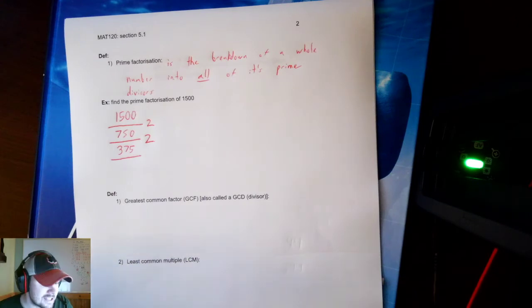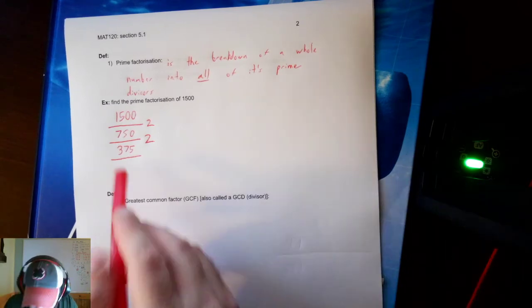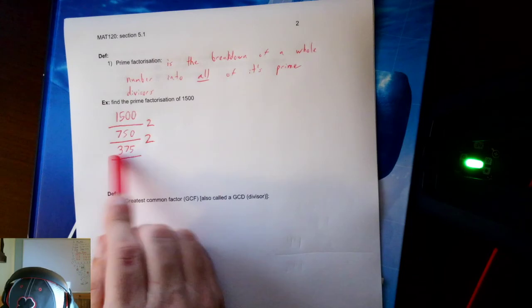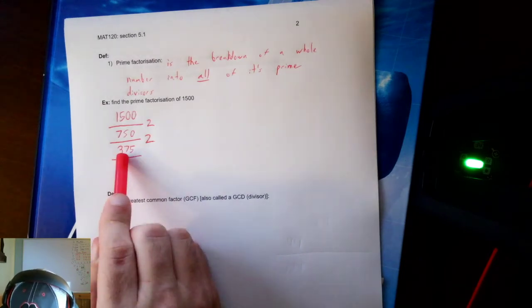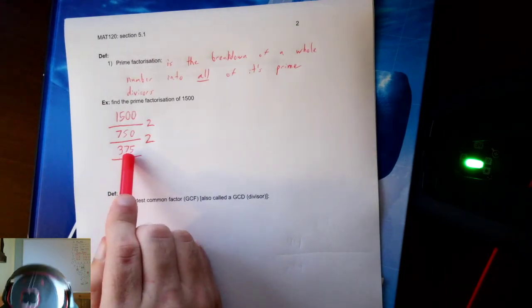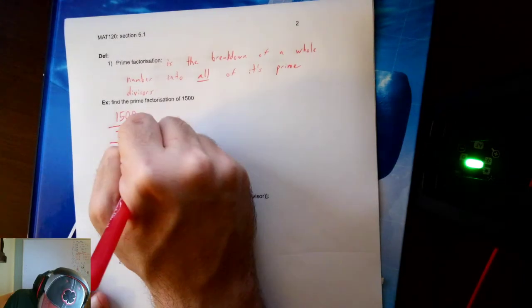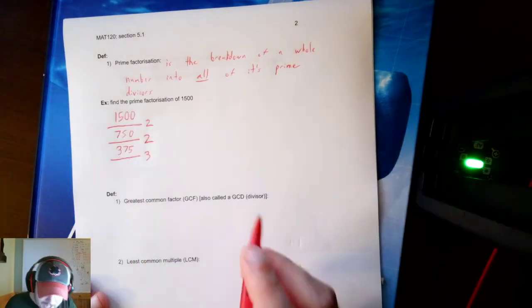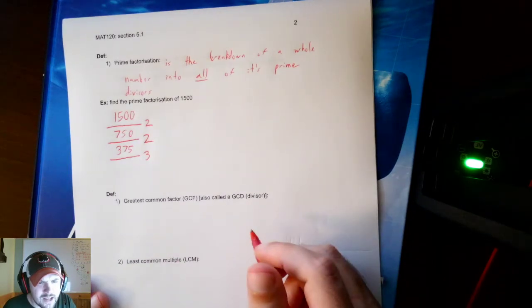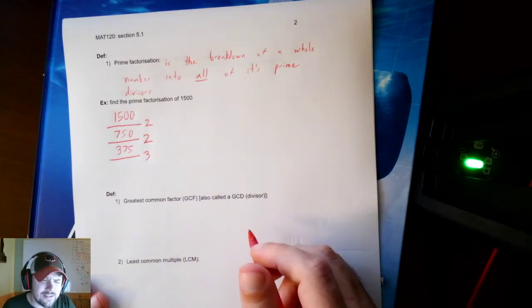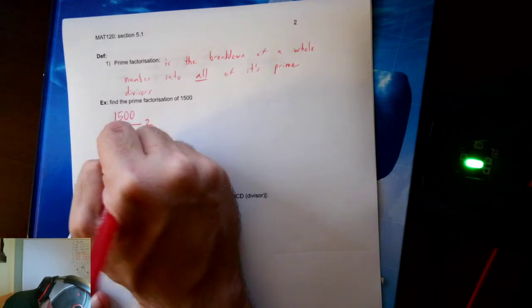What's the next prime number? 3. I'll check 3. Does 3 go into 375? Well, our divisibility says, do the digits add up to something divisible by 3? 3 plus 7 is 10, and 5 more is 15. 15 does divide by 3, so 3 also divides 375. What does it give us when we divide? 3 into 375 gives 125.